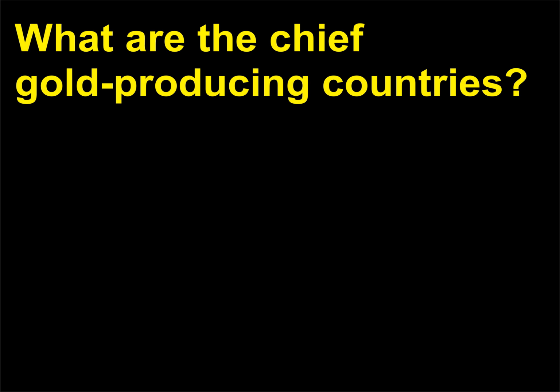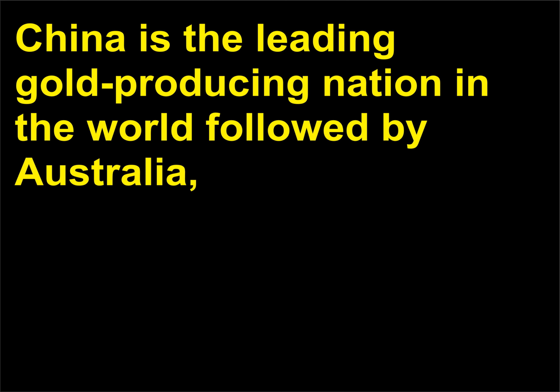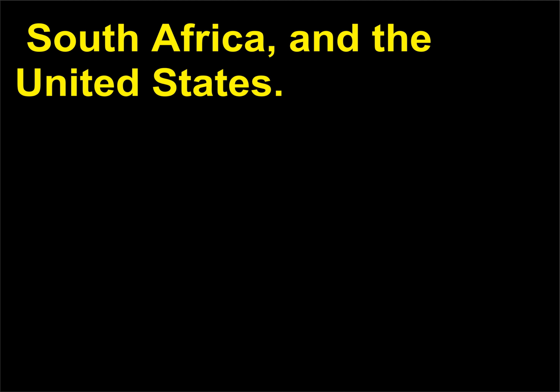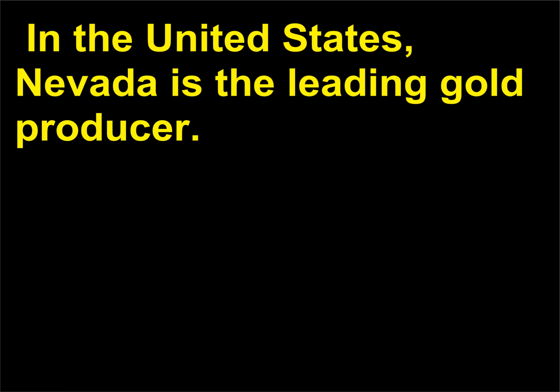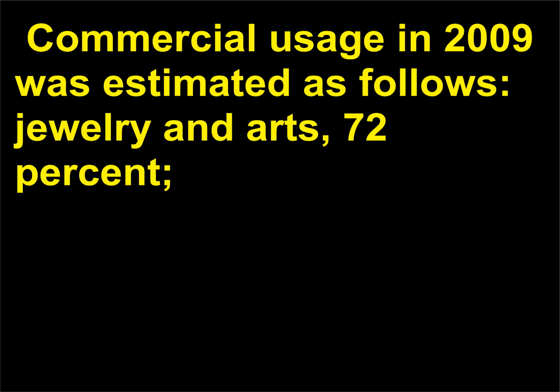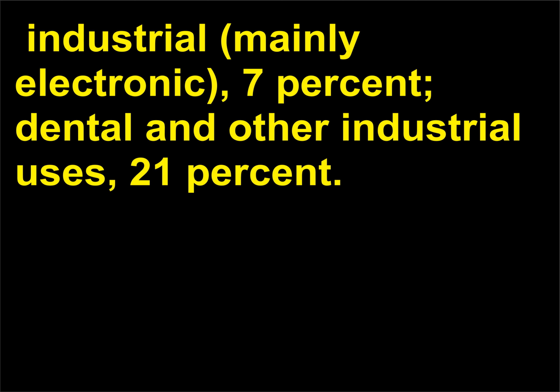What are the chief gold-producing countries? China is the leading gold-producing nation in the world, followed by Australia, South Africa, and the United States. In the United States, Nevada is the leading gold producer. Commercial usage in 2009 was estimated as follows: jewelry and arts, 72%. Industrial, mainly electronic, 7%, dental and other industrial uses, 21%.